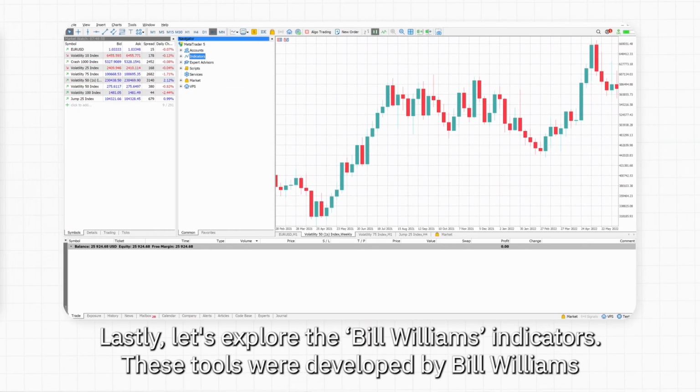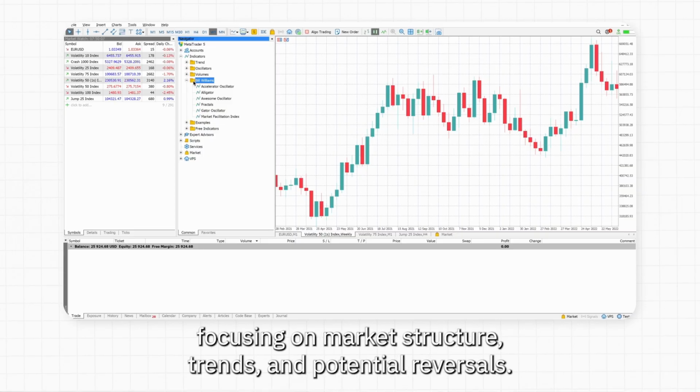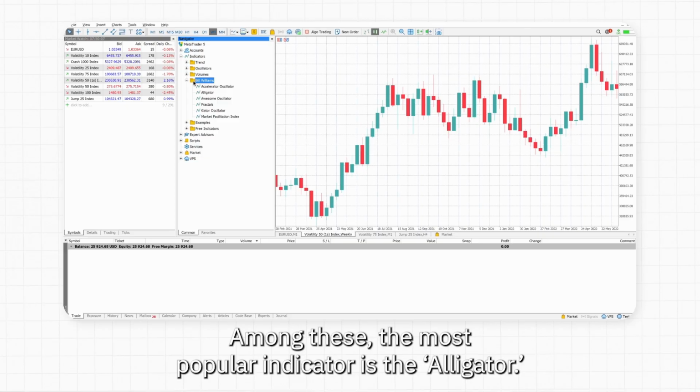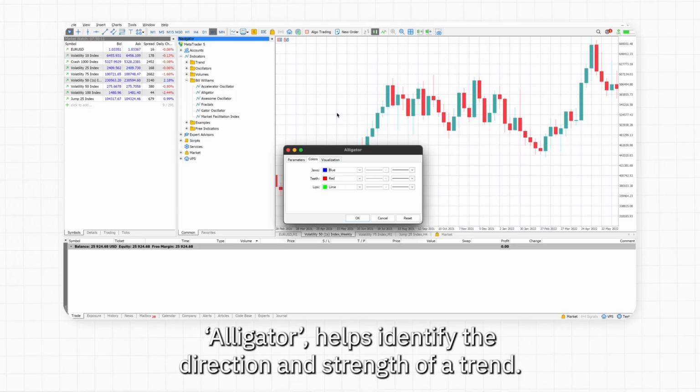Lastly, let's explore the Bill Williams indicators. These tools were developed by Bill Williams to provide a unique approach to market analysis, focusing on market structure, trends, and potential reversals. Among these, the most popular indicator is the Alligator. The Alligator helps identify the direction and strength of a trend.